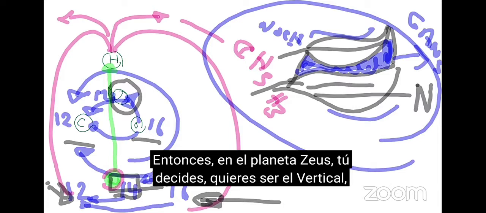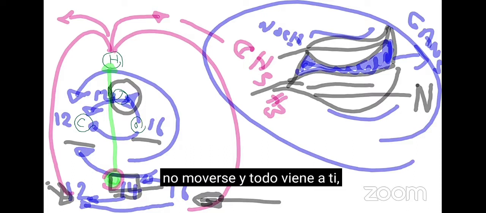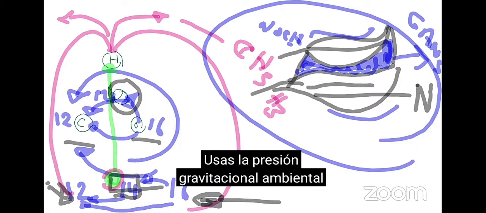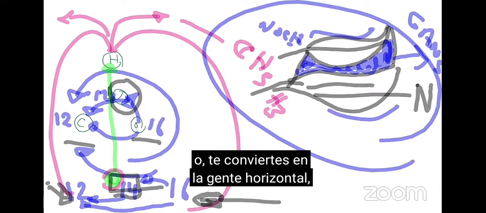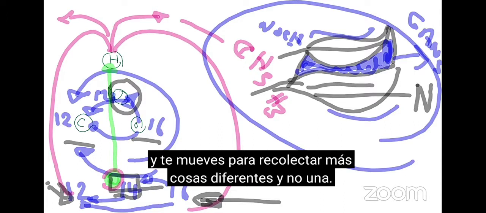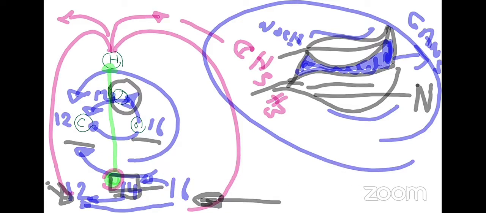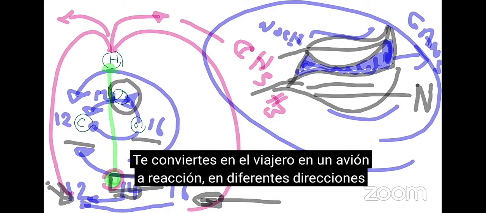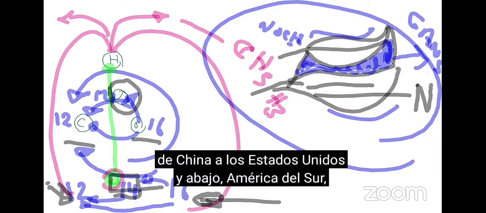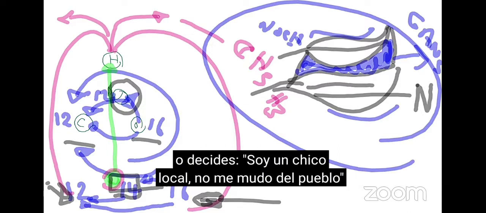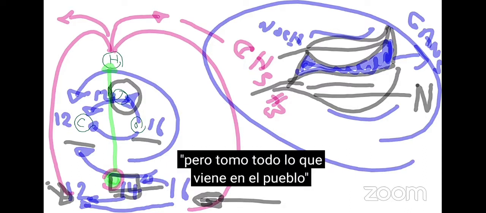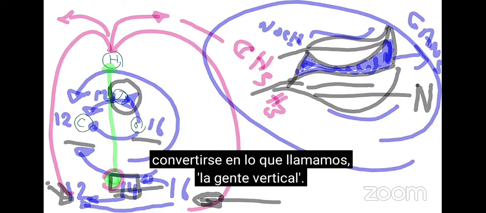Then on planet Zeus, you decide you want to be the vertical, not to move, when everything comes to you. You use the environmental gravitational pressure, or you become the horizontal people and you move to collect more of different things and not one. You become the traveler on a jet plane in different directions from China to United States and then South America, or you decide I'm a local guy, I'm not moving from the village, but I take everything that comes in the village. Become what we call the vertical people.